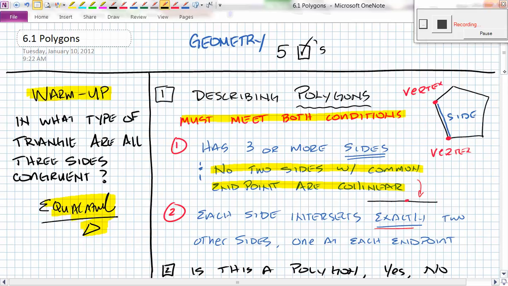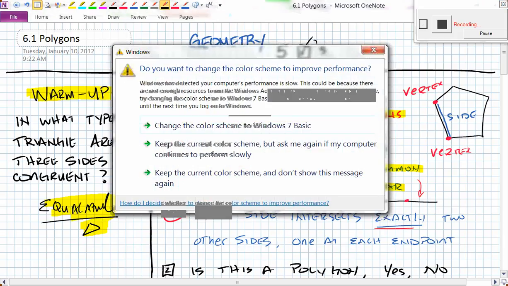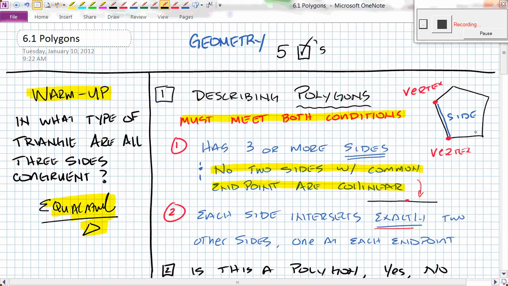So here are the two important ideas for determining whether or not a figure even is a polygon. The first one, it has to have 3 or more sides. So if you look on the right-hand side here, how many sides does this generic polygon have? 1, 2, 3, 4, and 5. So I have 5 sides. That's definitely more than 3.